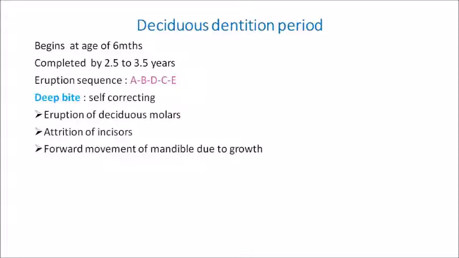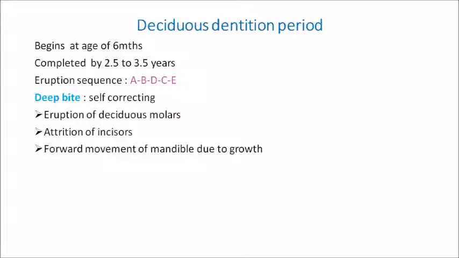The normal eruption sequence for the deciduous dentition is the central incisors, the lateral incisors, then the deciduous first molars, then the canines, and finally the deciduous second molars. So it is A, B, D, C, E. It's not the normal sequence A, B, C, D, E. The difference is that the canines and the deciduous first molar are interchanged. So it is A, B, D, C, E. Just remember that. It's only the position of C and D that differs.